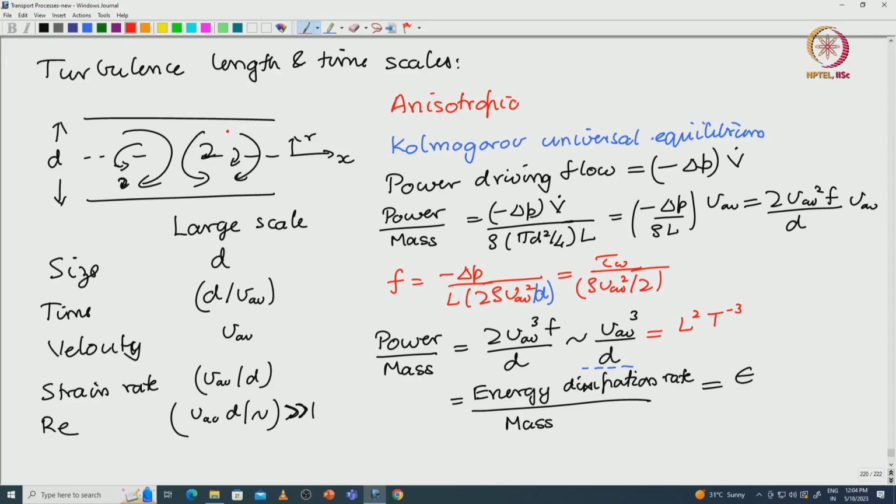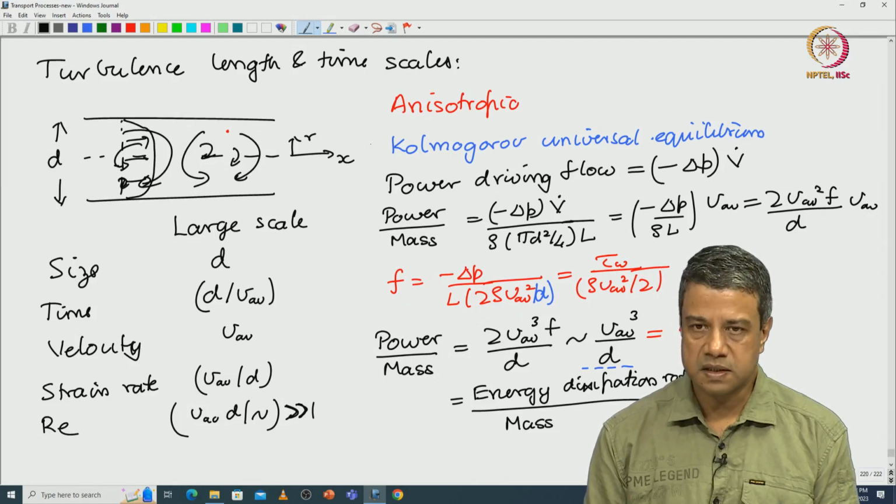And there is a range of length and time scales in a turbulent flow, starting from the largest scale. In a flow in a pipe, for example, the largest turbulence length and time scales will be the pipe diameter and the average flow velocity. The pipe diameter and the average flow velocity. However, there are length and time scales which are much smaller.